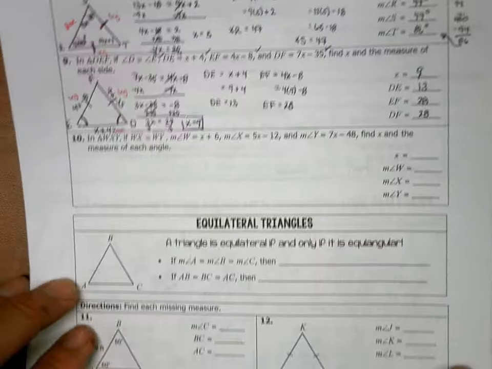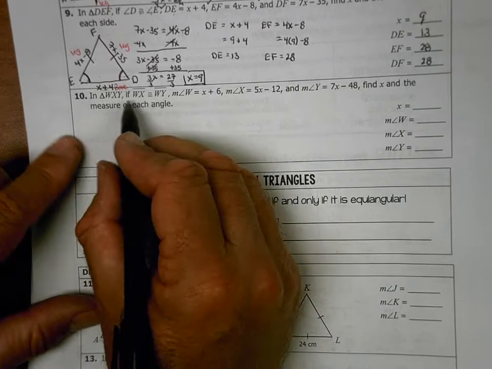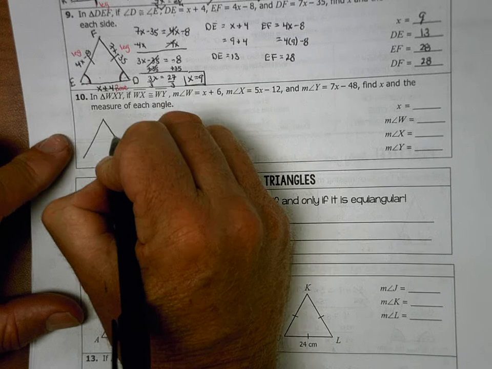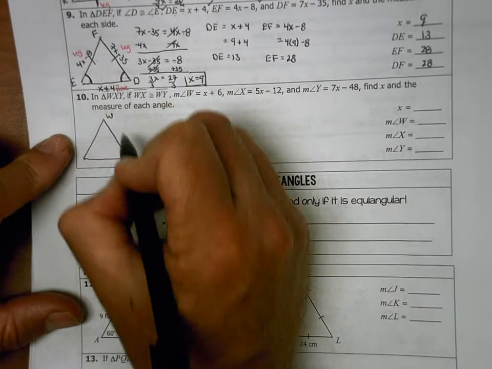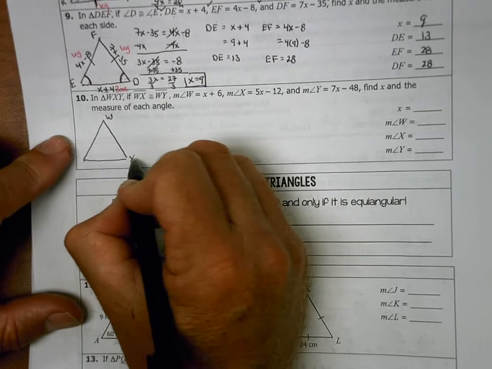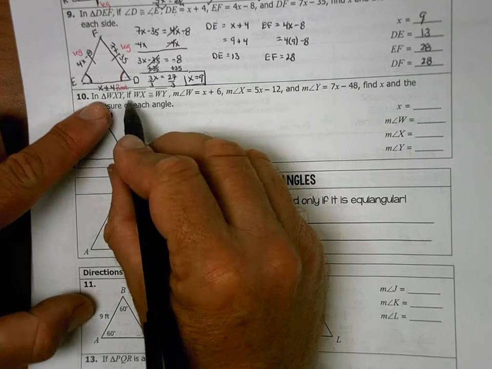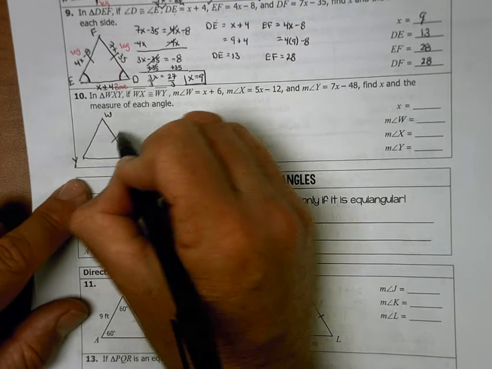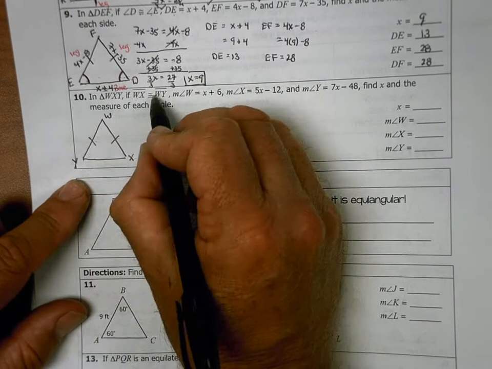Okay, number 10, same idea. In triangle WXY, I don't have a picture, so first and foremost, I'm going to draw a picture here. I'll put the W as the top corner, the X over here at the bottom right, and the Y over here on the bottom left. Okay, then I'm going to mark. I know that side W to X is congruent to side W to Y, so those 2 sides are congruent, I'll mark that with my tick mark.